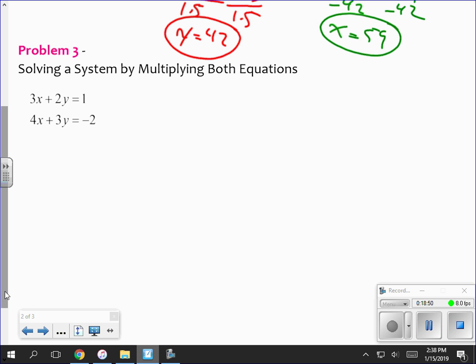That's not going to happen. I add these, I get 7. I add those, I get 5. They don't go away. Do I have two that are exactly the same? If I subtract, will that work? No. So what I need to do is I need to multiply one or both equations. In this case, I'm going to multiply both.